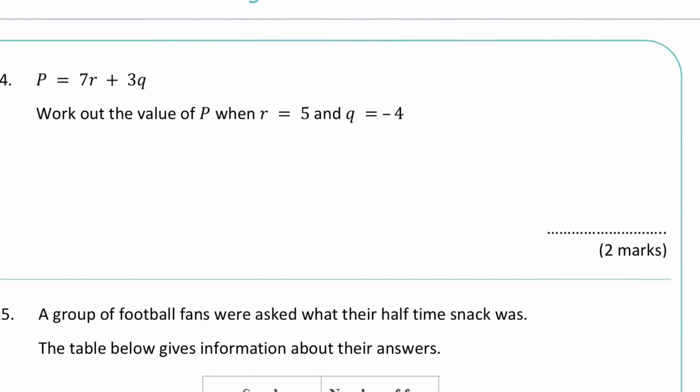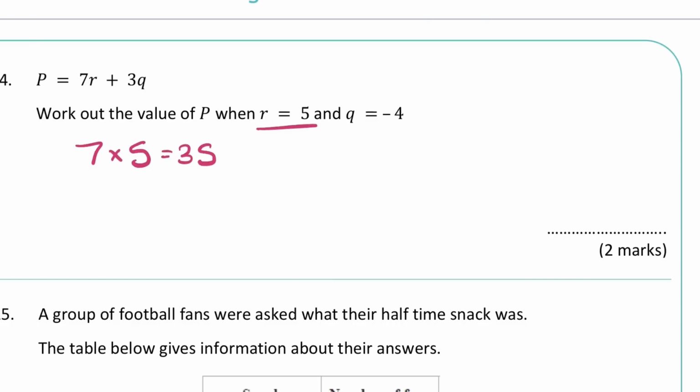Next question, we have some substitution. So it says P is equal to 7R plus 3Q. Find the value of P when R is 5 and Q is negative 4. So nice question. The only thing that we are going to need to watch out for is that negative 4 and just start dealing with positive and negative numbers. So we have 7R, which just means 7 times R, and R is 5. So 7 times 5 is 35.